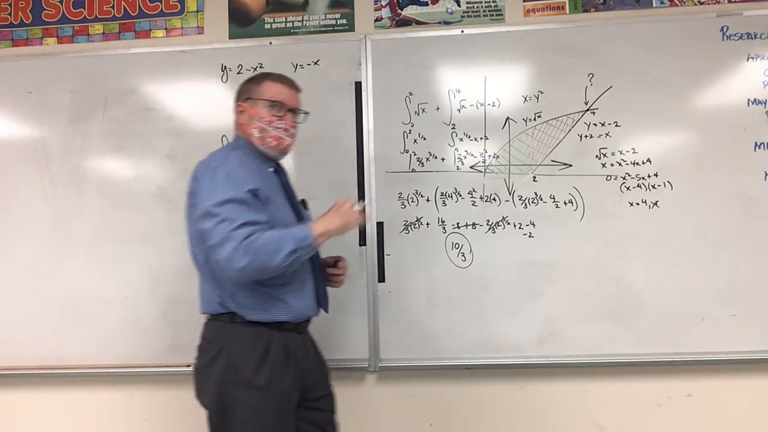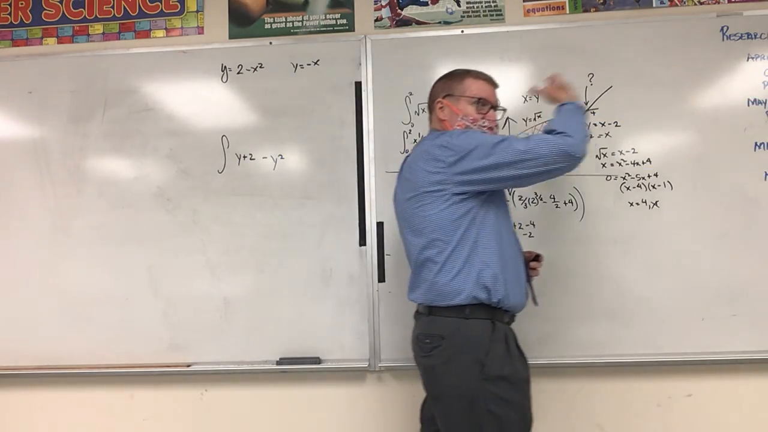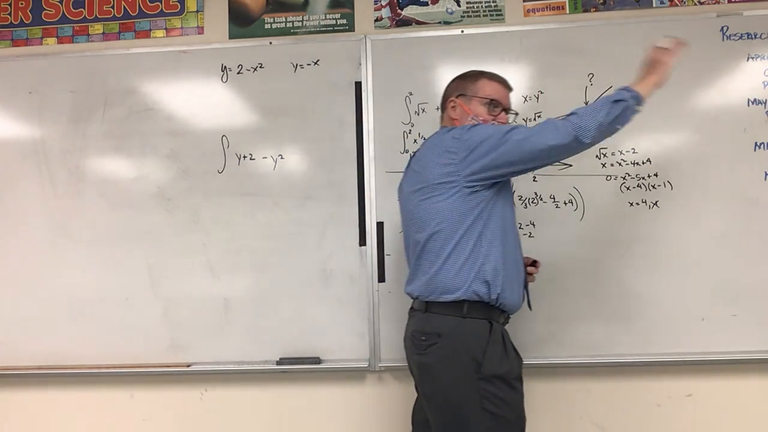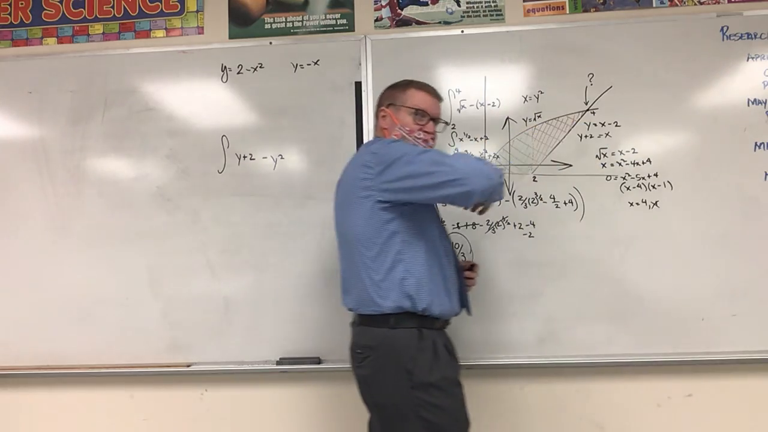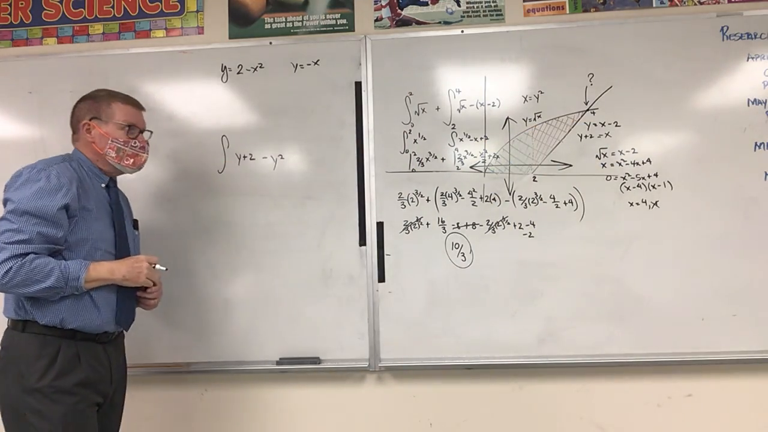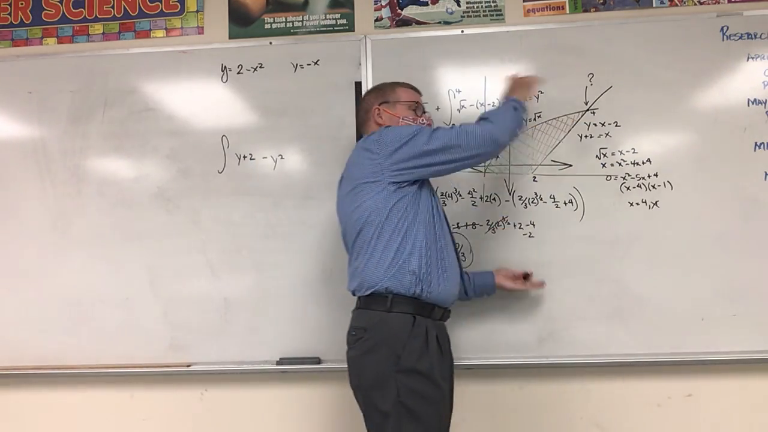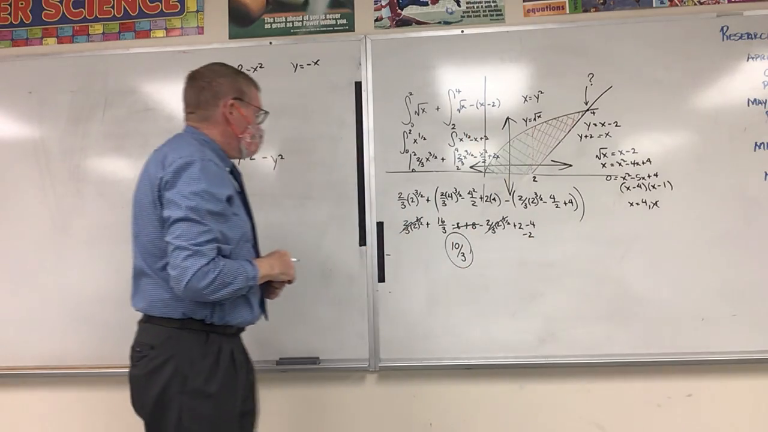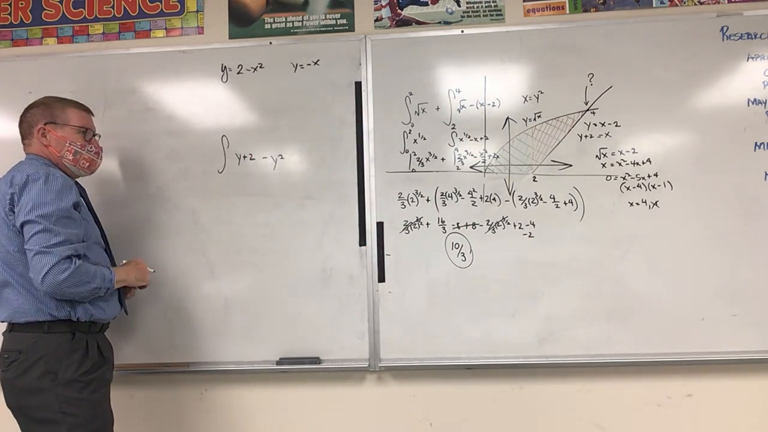Because remember, right is positive, left is negative. So further to the right would be top, further to the left would be bottom. Yeah. So it's just like if we flip this upside down. So this would be my curve.